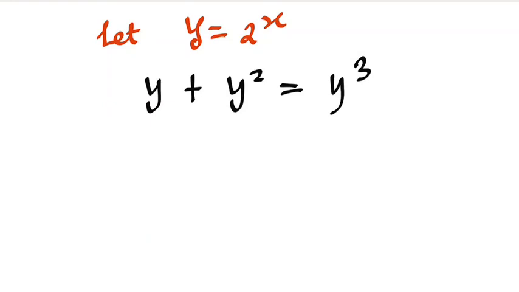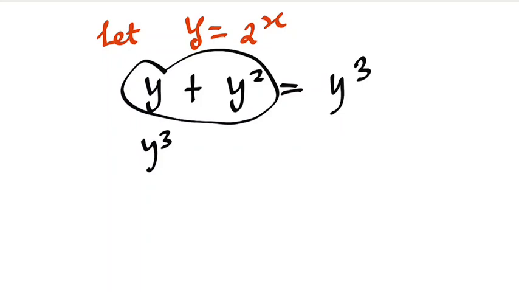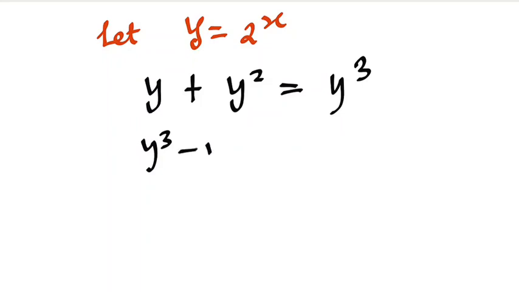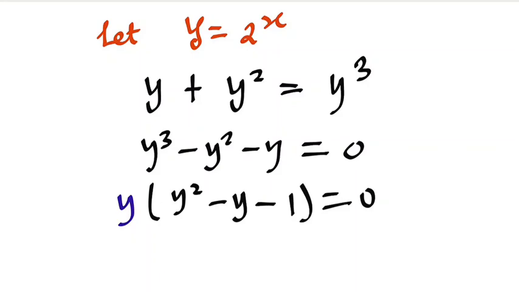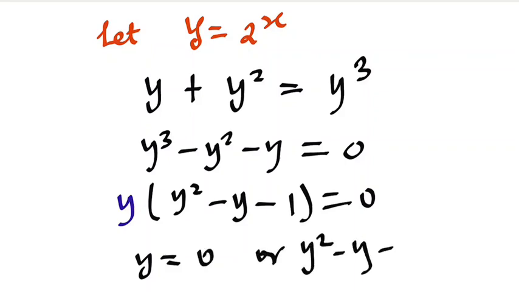So taking this y to the power of 3 first, all of this here will be turned to negative. So we're going to have minus y squared, then minus y, equals 0. So now from here, try to factorize y outside because y is common. So we're going to have y into bracket y to the power of 2 minus y minus 1, equals 0. So now here we can have y equals 0, or y squared minus y minus 1 equals 0.